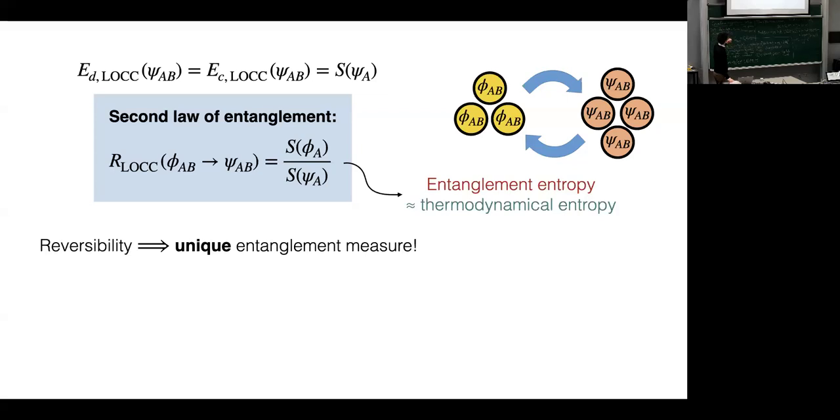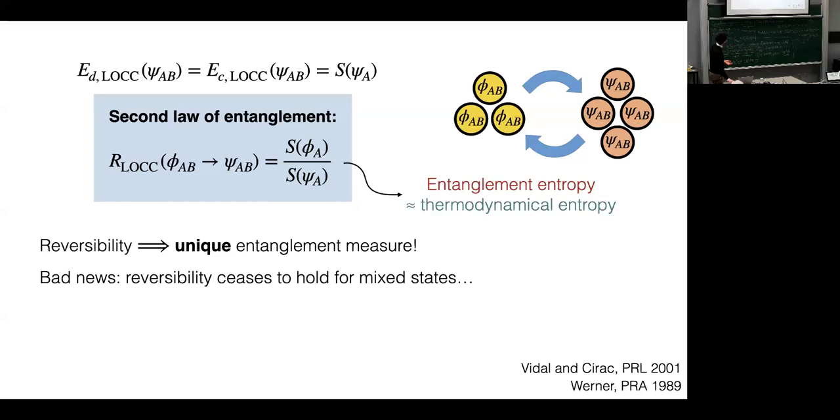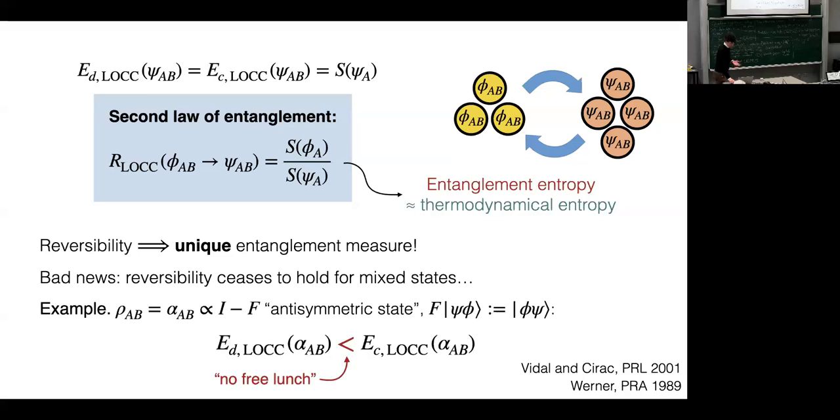So this reversibility really means that there is a unique measure of resource, in this case entanglement, that governs all rates of transformations of one resource into the other. The bad news at this point is that you could hope that something like this would hold for mixed states, but this is not the case. This was discovered by Vidal and Cirac in 2001, a very nice paper, and they showed an example of an irreversible state.